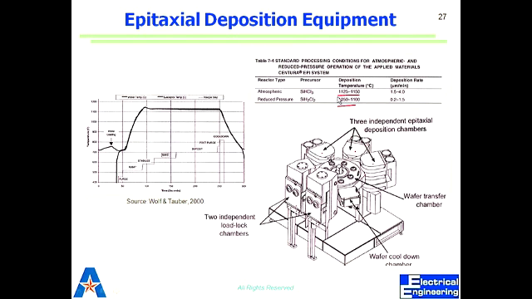So this again is an example of an epi system. Applied Materials is probably the largest manufacturer of this high-end equipment. It's a Californian company, Applied Materials.